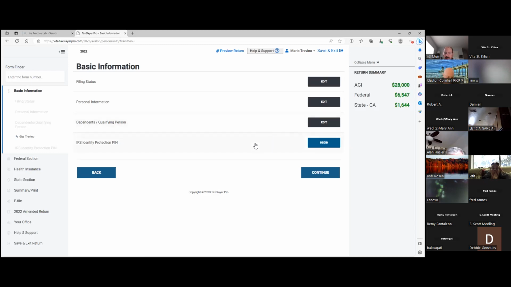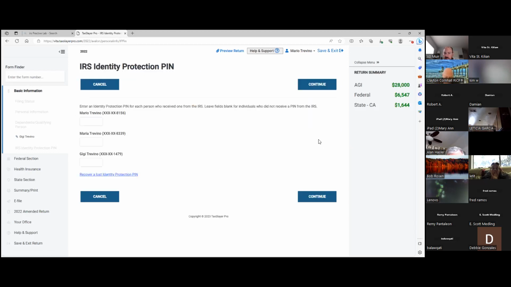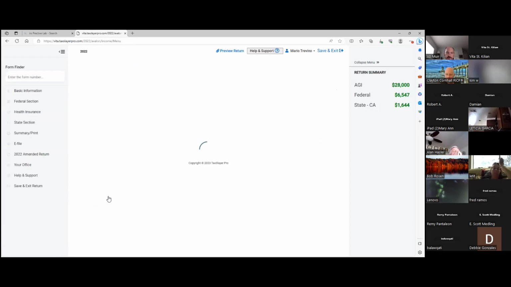I see a lot of the IP PIN, and let me open that up real quick. If the taxpayer wants to file their return electronically, they can do so if their Social Security number has been compromised and they get one of these IP PINs from the IRS. And that's a good thing, electronically filing, because it's safer and it's quicker.